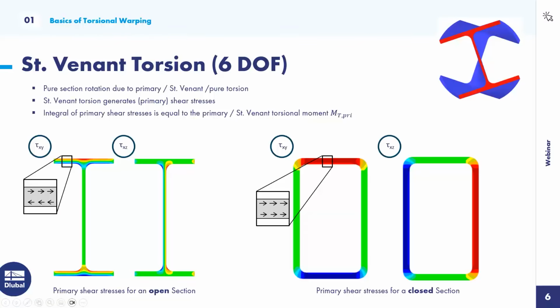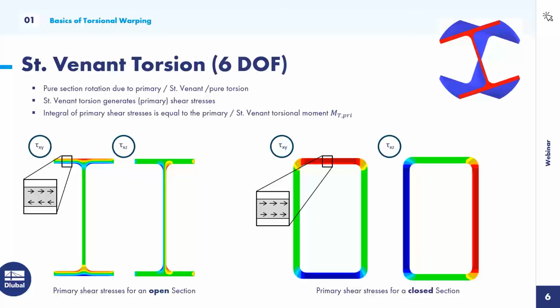So let's go to the next slide. In a simulation with 6 degrees of freedom, only the Saint-Venant or primary torsion is considered on a beam element. The beam twists, as shown here on the upper right side, which means that the section rotation along the beam varies. So we have a rotation of the start and of the end of the beam, and they do not align with each other.